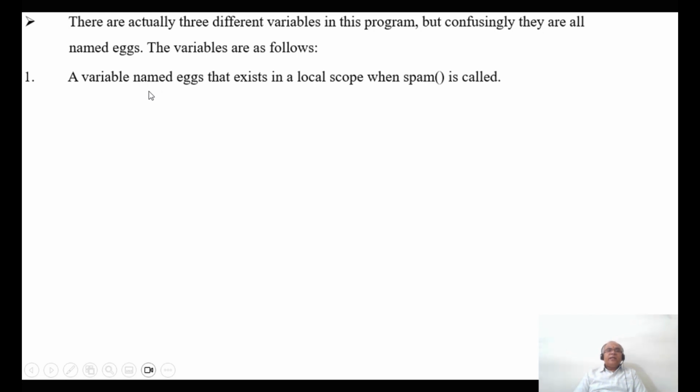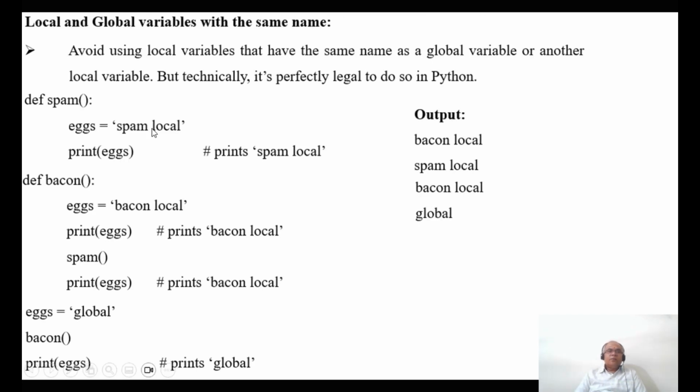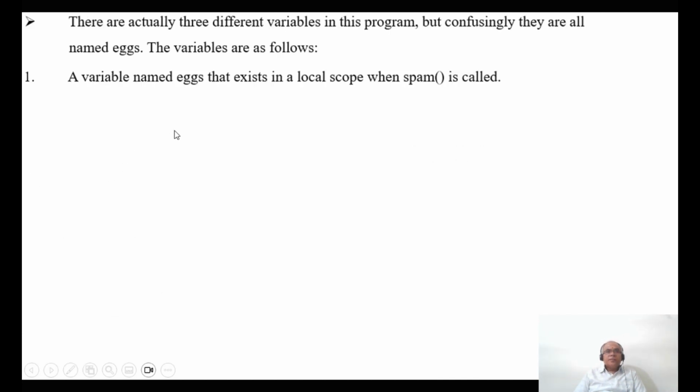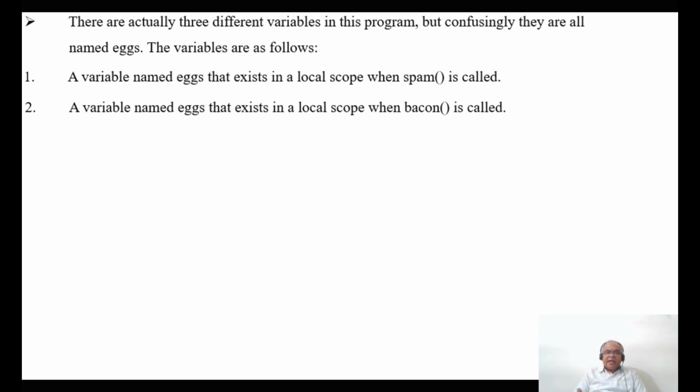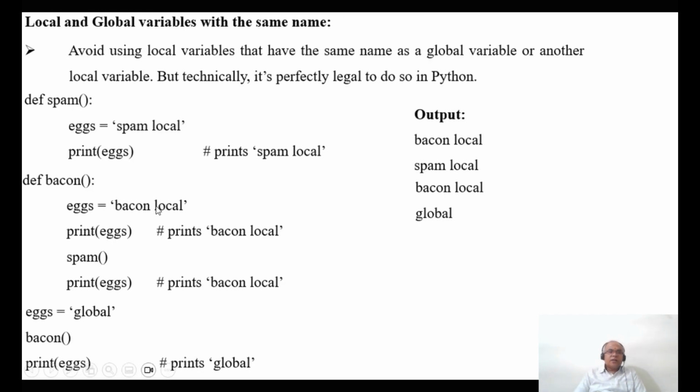There are actually three different variables in this program, but confusingly they are all named x. The variables are as follows. A variable named x that exists in local scope when spam is called. So that is this one. When spam is called, it comes to spam local. Next, a variable named x that exists in local scope when the bacon function is called. So that is this one. We are calling this bacon local.